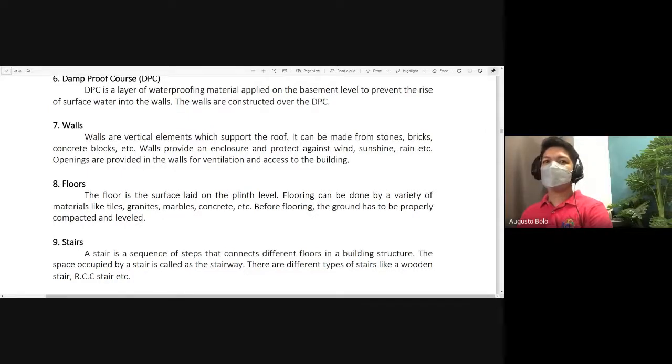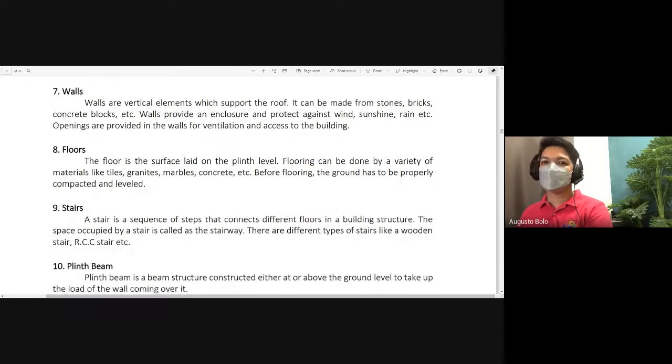Thank you, Clar. Same, self-explanatory. We all know walls. Let's proceed with floors. Aliona, can you read floors?